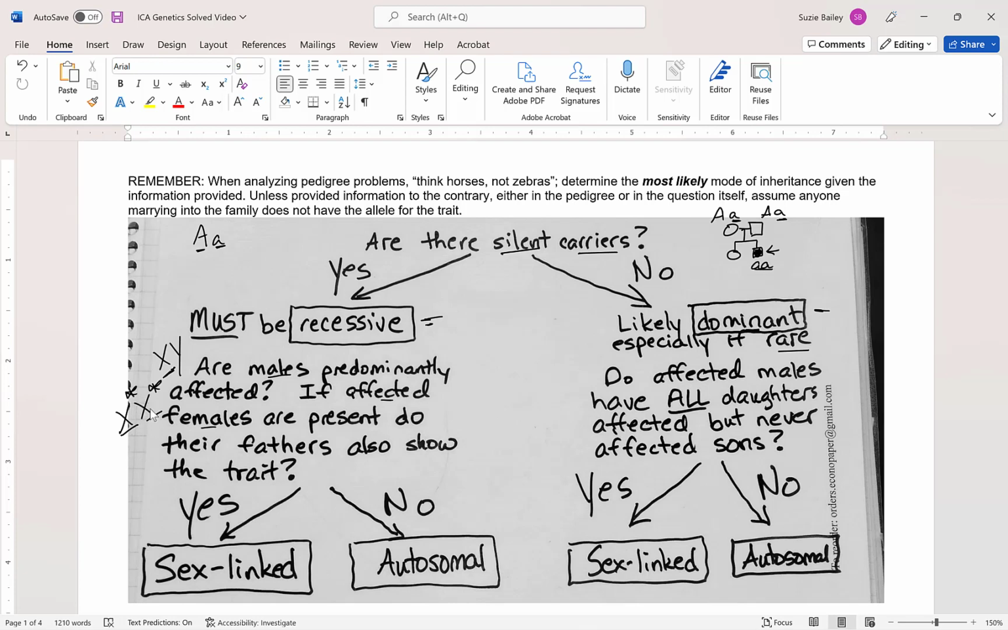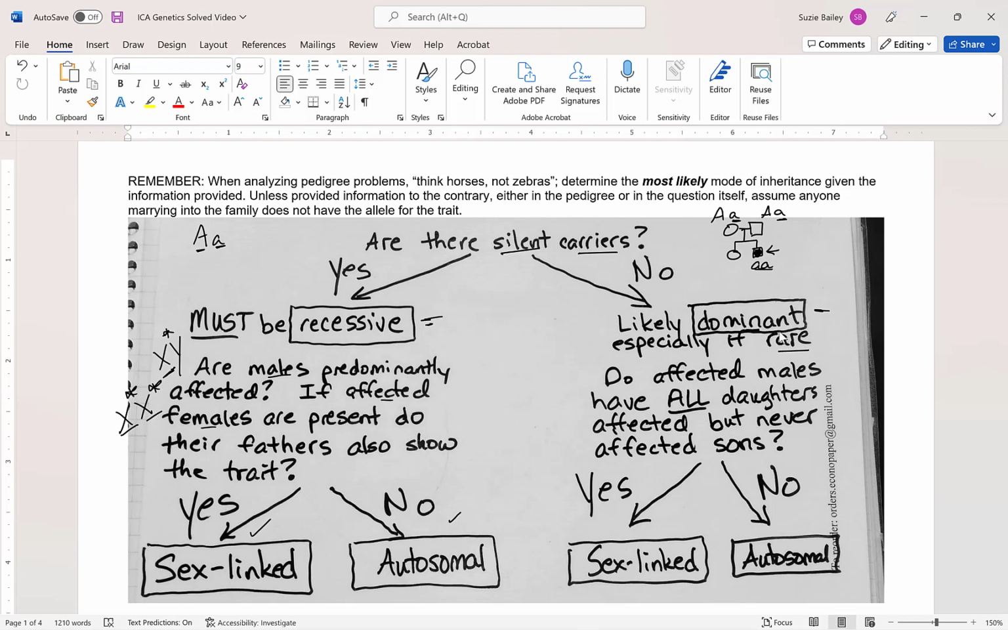And so if she inherited a bad X from dad, dad would also have to show the trait. So if we see those patterns, then we would say, yes, that looks like a sex-linked trait. If we don't see those patterns, then we would say, no, that looks more autosomal, right?